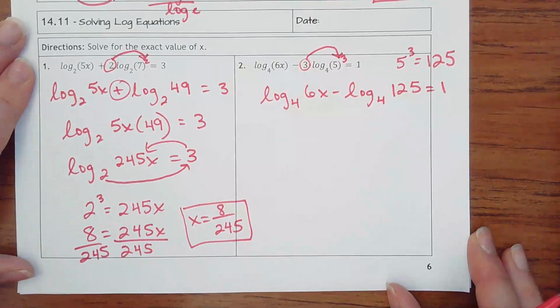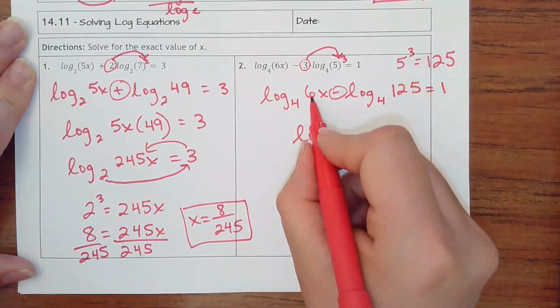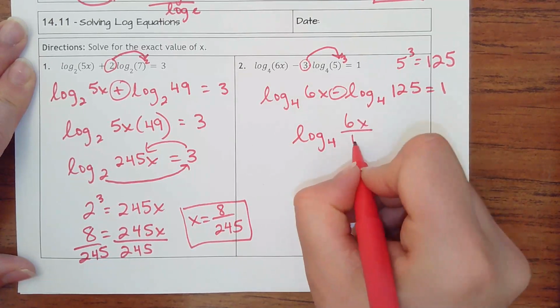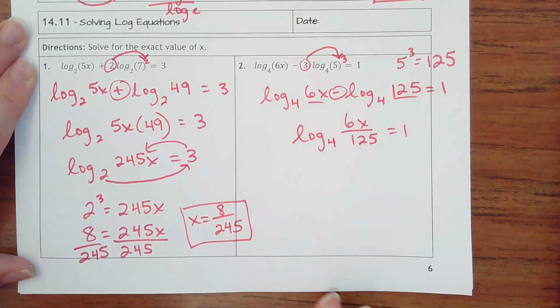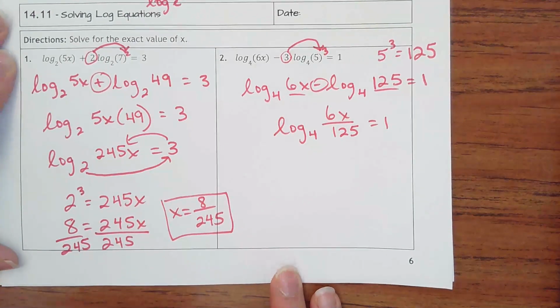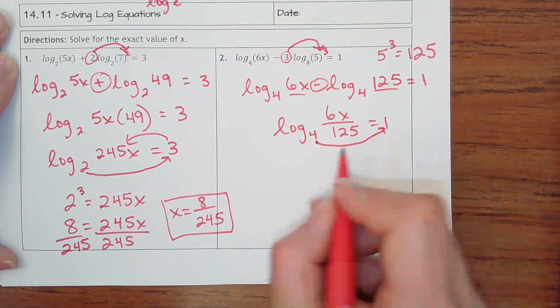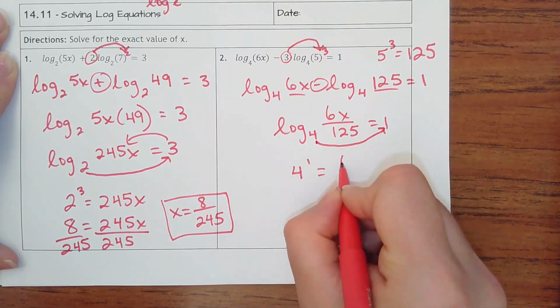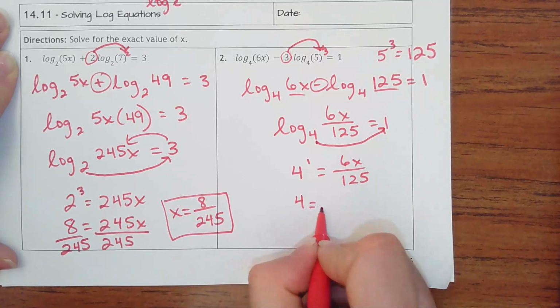Now I'm going to put my two logs together with a single log base 4. Since I have subtraction, I'll have to do division of 6x over 125 equals 1. And I'm going to leave it like that and go ahead and turn it into an exponent. So my base is 4 raised to the first power has to equal 6x over 125. 4 to the first power is still 4.